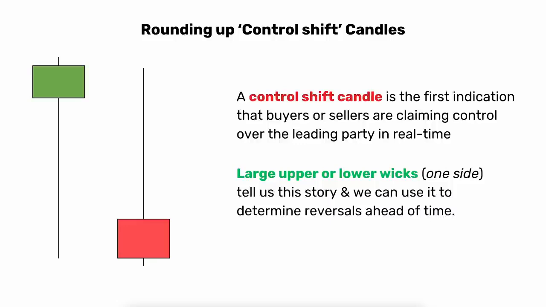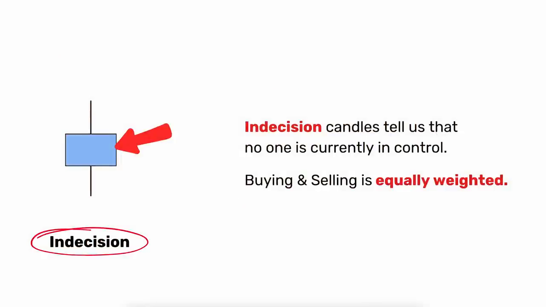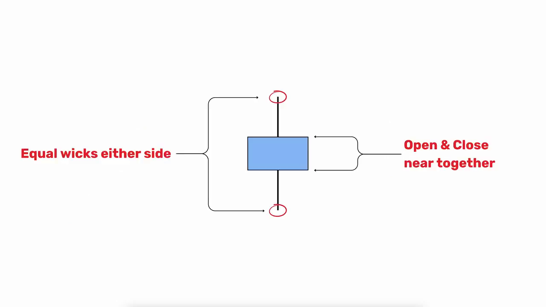If there is a considerably large wick on either side of the market, so both sides, this is what we call indecision, where there is no party in control. And that's what we're going to cover just now. Indecision candles tell us that no one is currently in control, and that buying and selling is equally weighted. So, contrary to the other versions we've looked at, where we're looking at strength or reversals, indecision is simply where nothing is currently happening. An indecision candle looks like this.